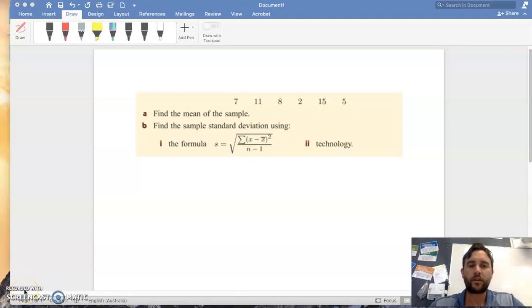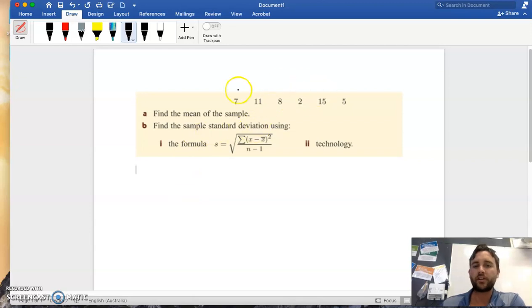Alright boys and girls, let's have a look at the variance or standard deviation of these numbers. So the first thing we need to do is find the mean of this sample here. Simply, we just need to add up all of the data values and divide by how many there are, and that gives us our mean.